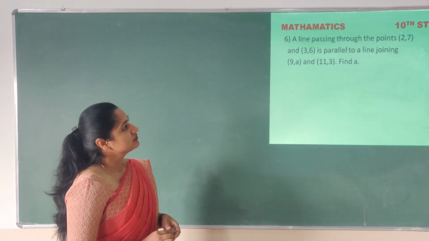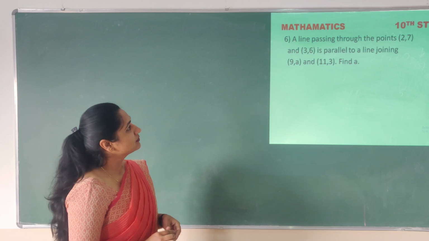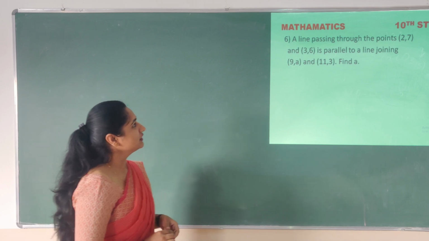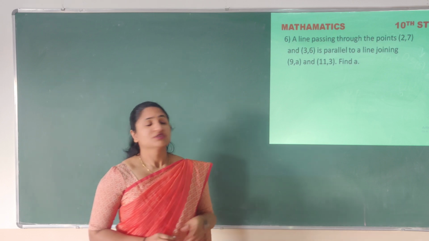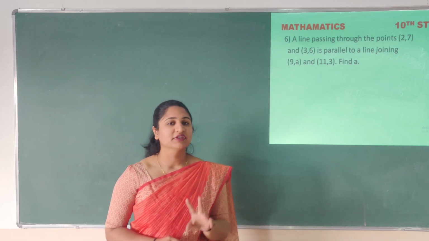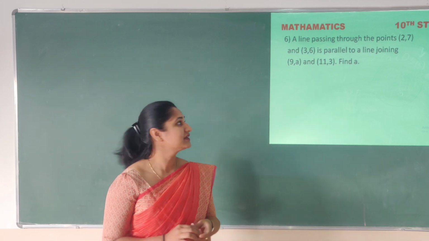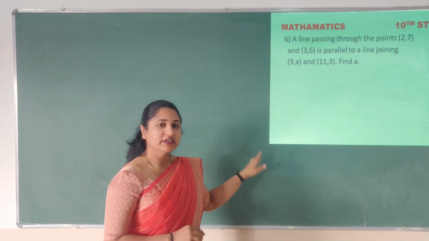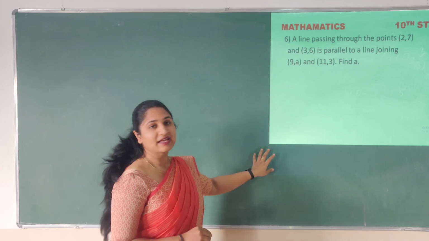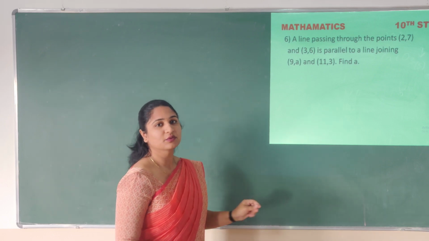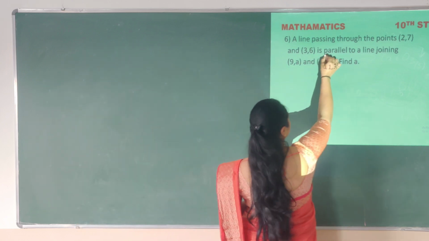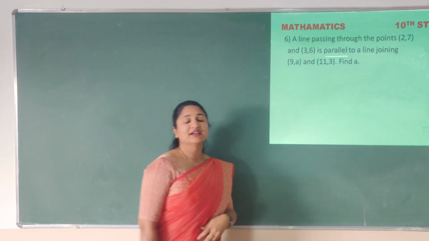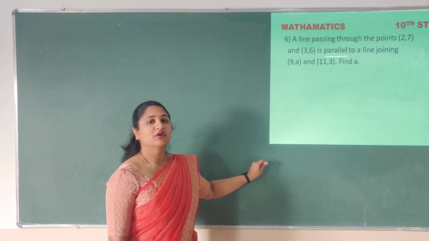A line passing through the points (2, 7) and (3, 6) is parallel to the line joining (9, a) and (11, 3). Find a. This question is a combination of two chapters: coordinate geometry, and pair of linear equations, because they are mentioning that the lines are parallel. Along with that, it is from the chapter coordinate geometry.